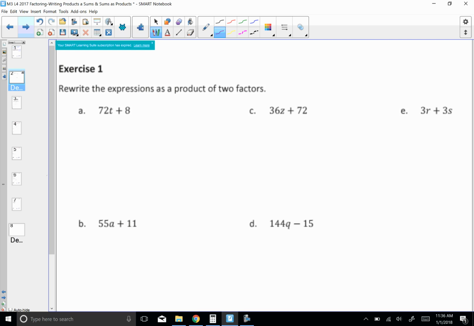Okay. At the bottom of that same page, on page 22, the directions say rewrite the expressions as a product of two factors. So what did I multiply? What two numbers did we multiply?